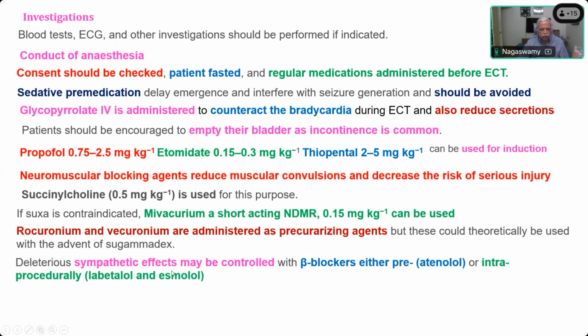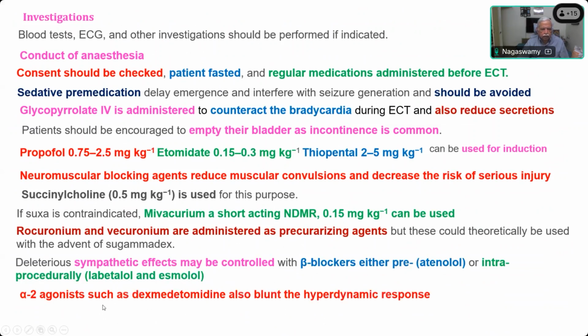And deleterious sympathetic effects may be controlled by beta blocker therapy, either atenolol preoperatively or intraoperatively. You can use the conventional labetalol or esmolol. And the alpha 2 agonist dexmedetomidine also can be used to blunt the hyperdynamic response, which happens during the sympathetic stimulation after the initial parasympathetic stimulation. And calcium channel blockers can also effectively control the arterial pressure.